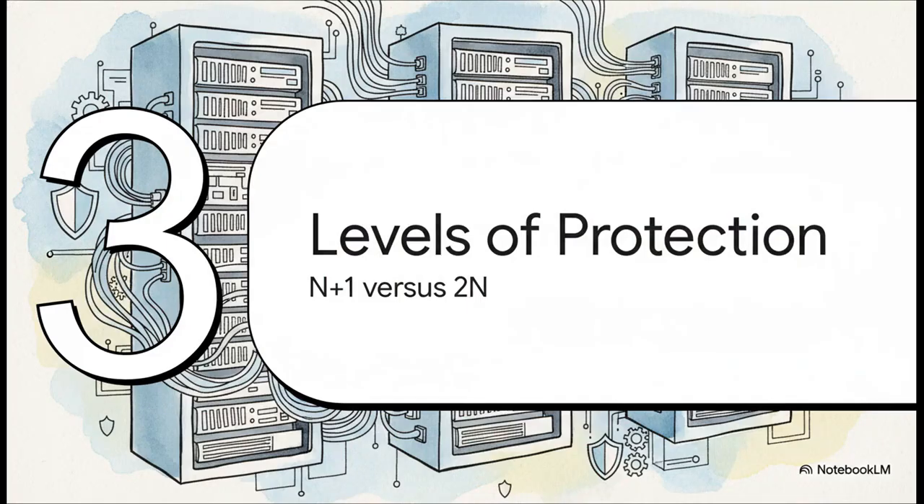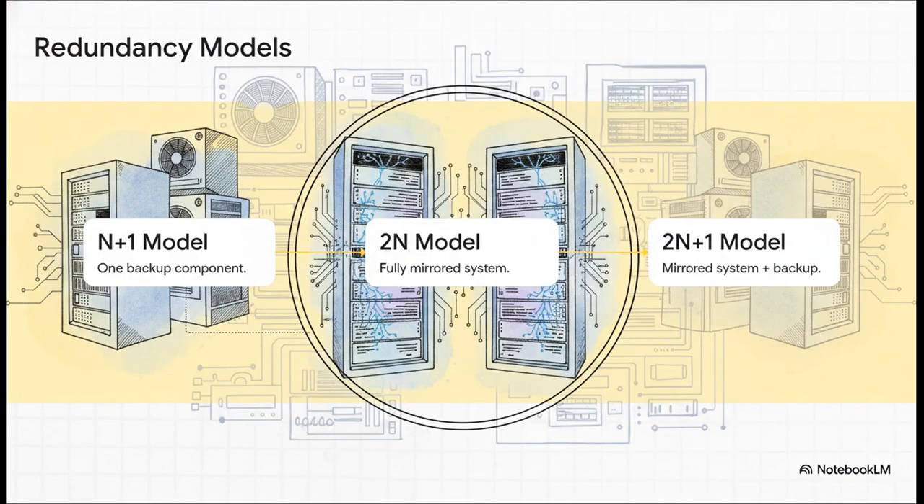But of course, it's not a one-size-fits-all kind of deal. There are different levels of protection, different ways to build this safety net. So let's take a look at the most common models you'll find in these massive AI factories. The industry usually talks about three main approaches: N+1, 2N, and sometimes even 2N plus 1. For today, we're really going to zero in on the two you'll see most often: N+1 and 2N.